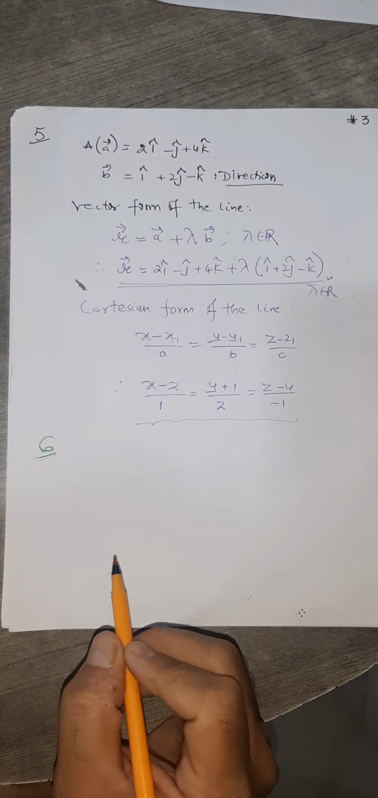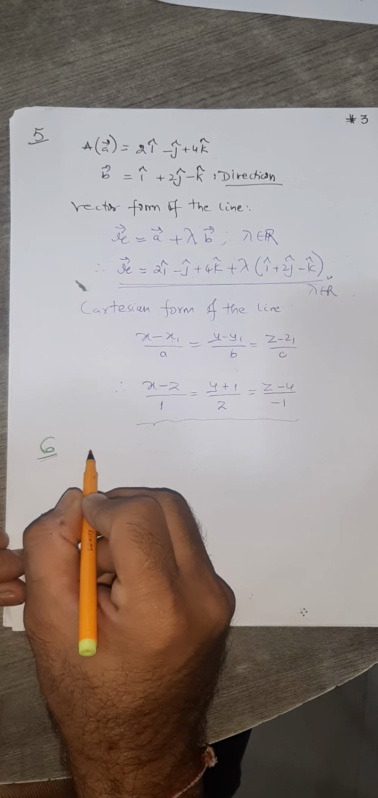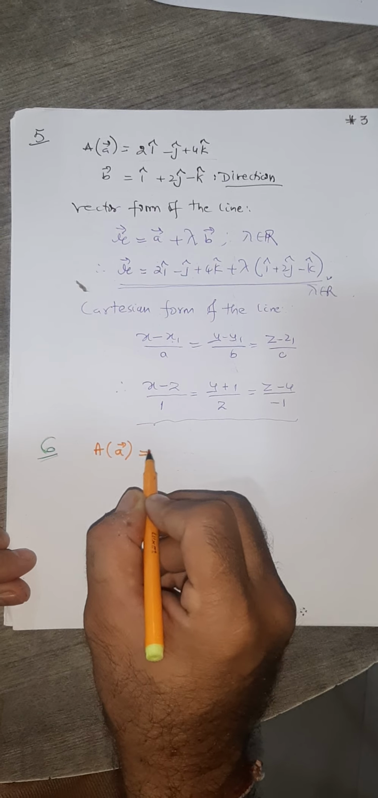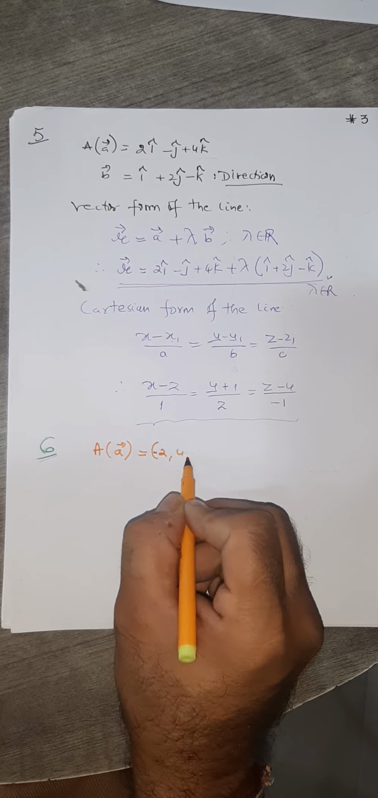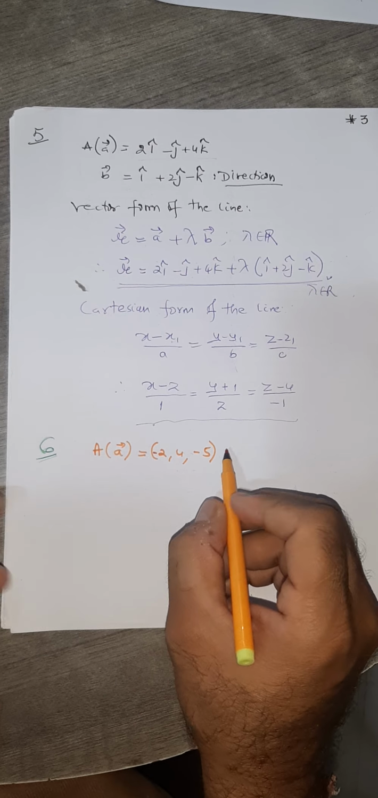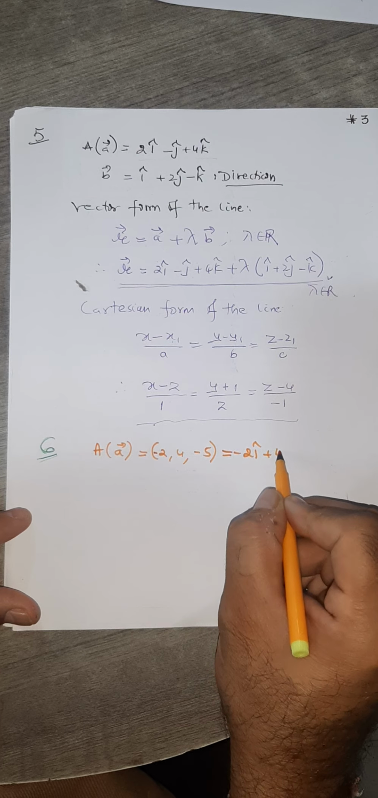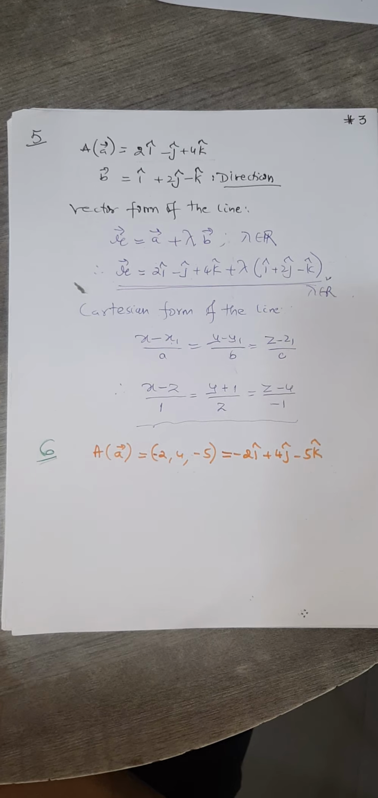In the next question, find the Cartesian form of the line. Whenever you are asked for the equation of a line, you need to ask yourself two things. Number one, what is a fixed point on the line? You can see that is vector a, which is minus 2, 4, minus 5, which I can write as minus 2i cap plus 4j cap minus 5k cap. This is given to you.